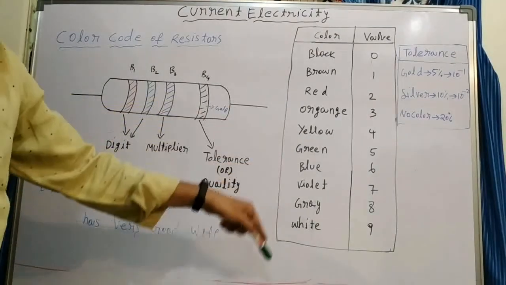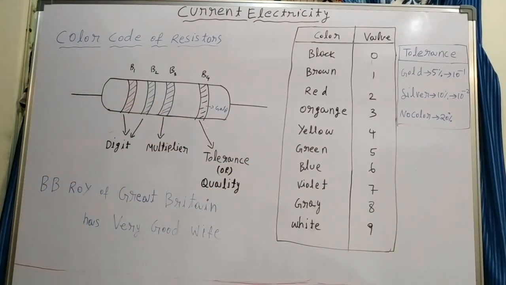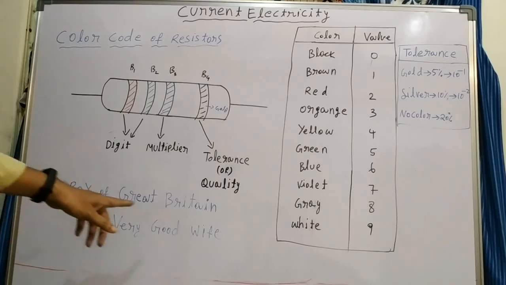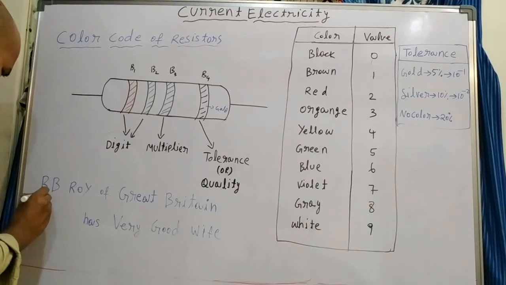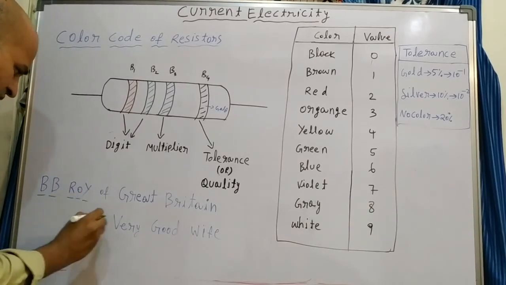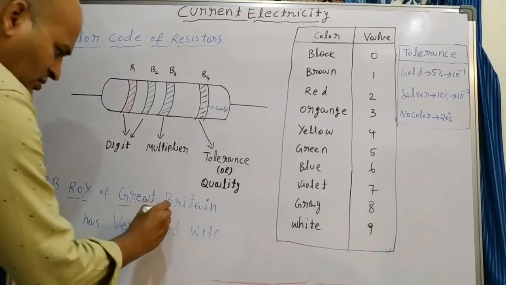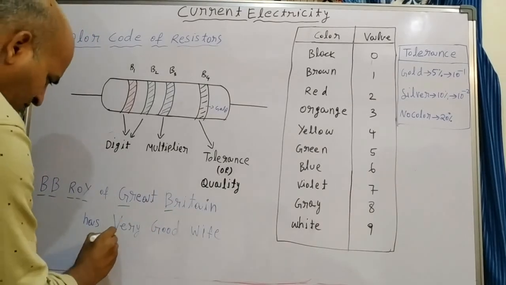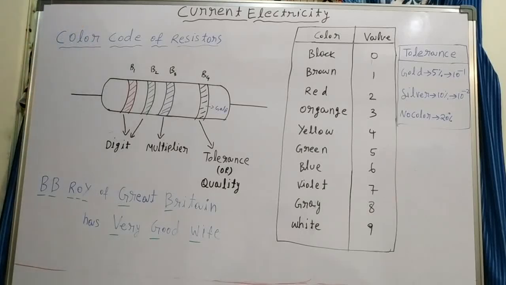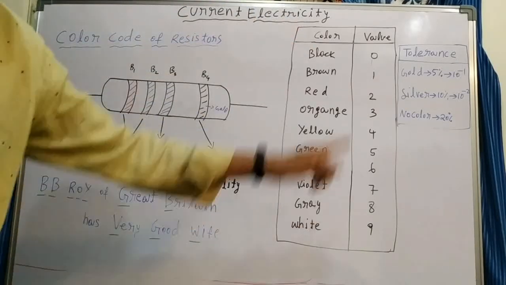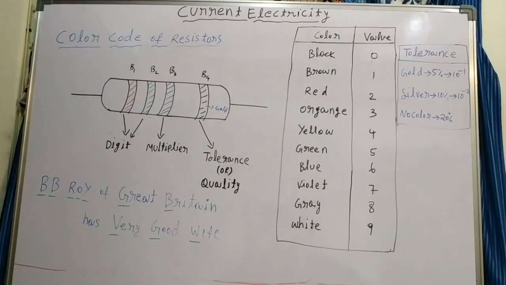To remember these values easily, we have a short phrase: B.B. Roy of Great Britain has very good wife. So the important letters here are B.B. R.O.Y. and Great Britain G, Britain B, very B, good G, and Y means W here. So what are the values? 0, 1, 2, 3, 4, 5, 6, 7, 8, 9. And for the last three it is easy: gold means 5%, silver means 10% and no color means 20%.